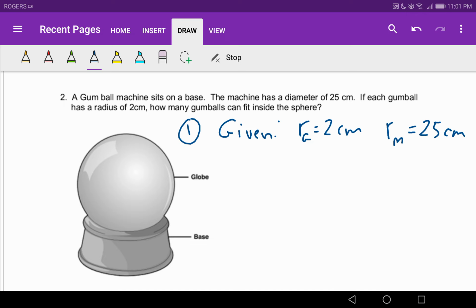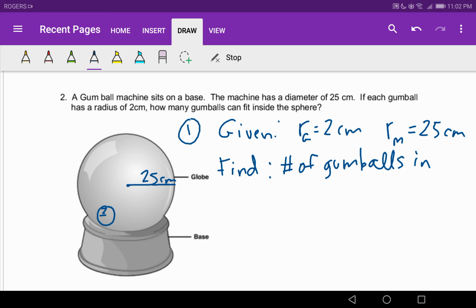Okay, and I'm just going to draw a little diagram of a gumball inside here. Okay, so let's call that 2 centimeter radius. This one has a 25 centimeter radius. Okay, so what do I need to find? Okay, number of gumballs in the sphere. Okay? I've already drawn a picture.